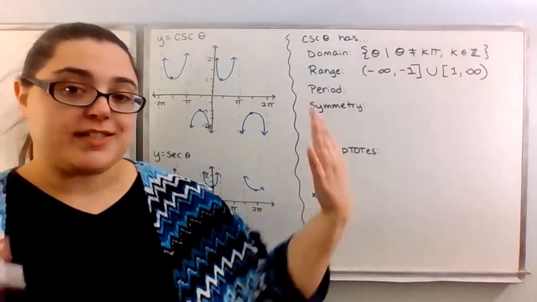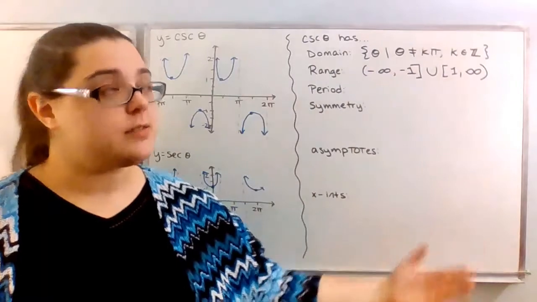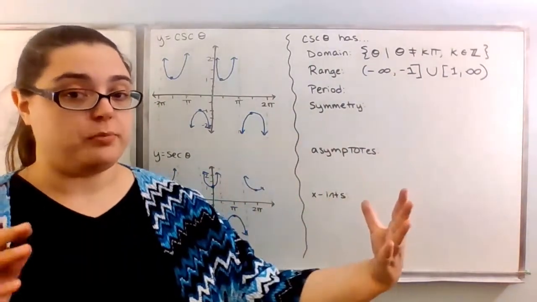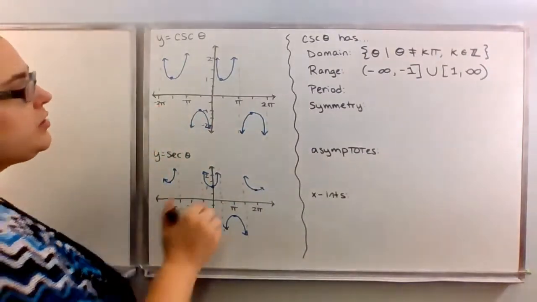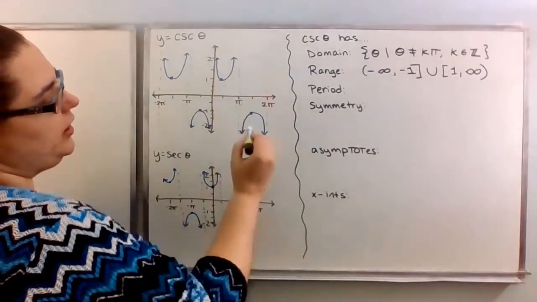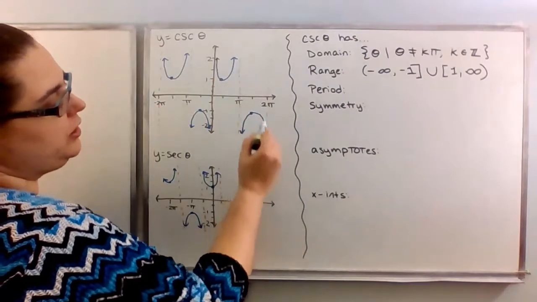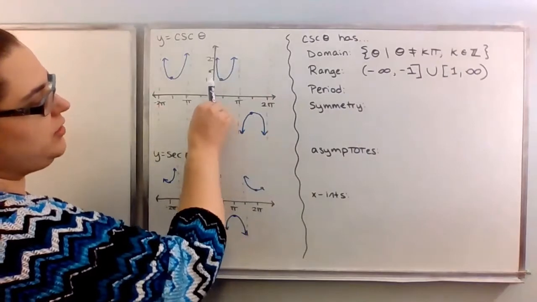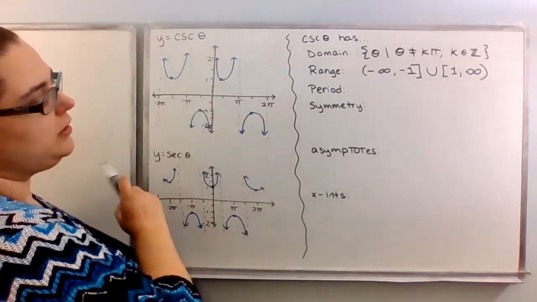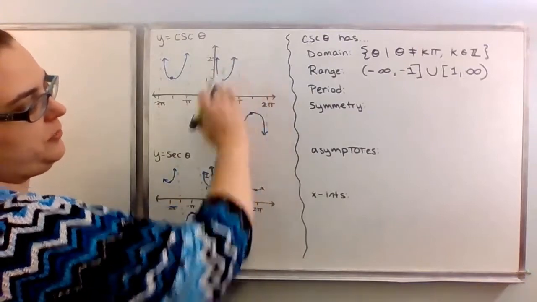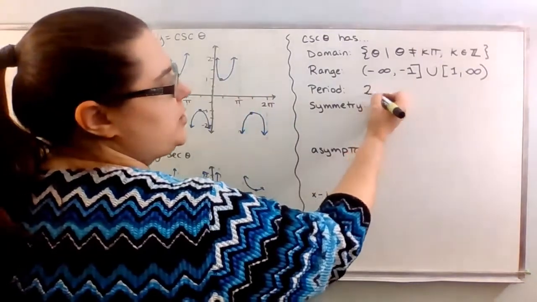Remember that the period is how frequently the function repeats, or you can think of it as the interval where you get to see the whole scope of the function. So we've got this top u part here, and then this bottom u part here. And that's happening from 0 up until 2 pi. So from 0 to 2 pi, we get to see the whole scope of the function. So the period is going to be 2 pi.